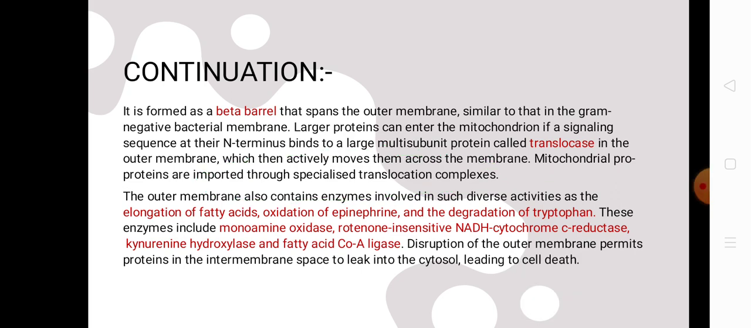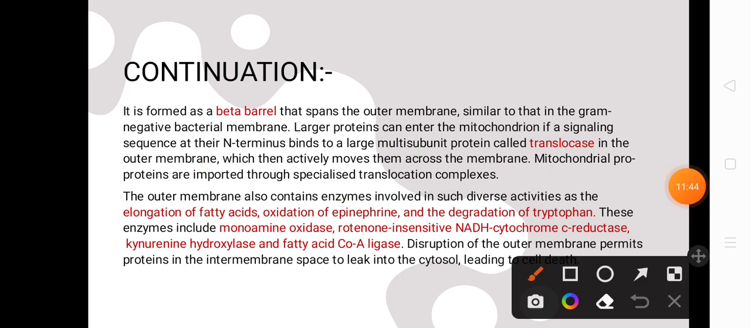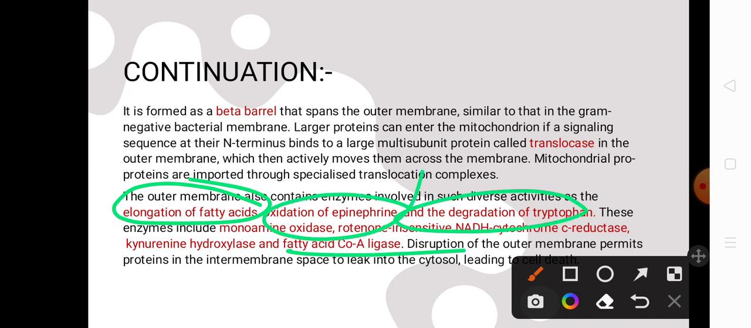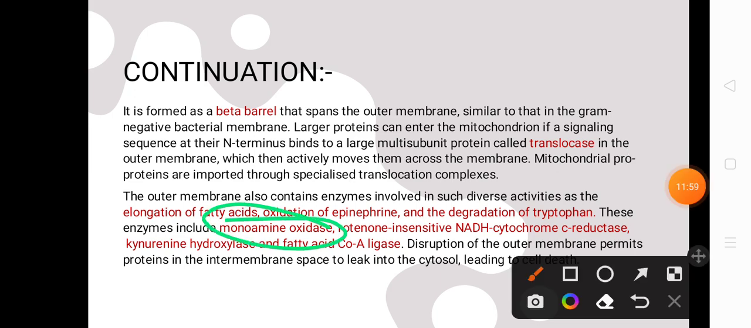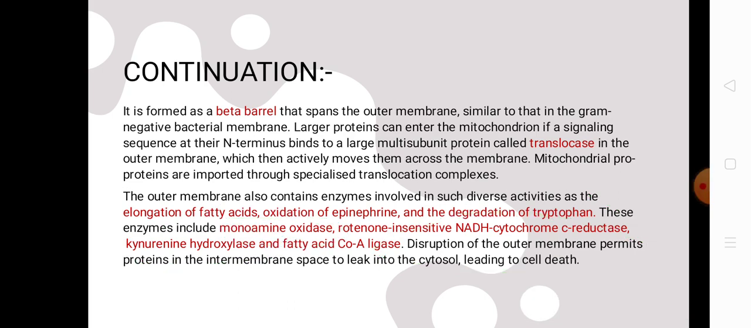Okay, so you can see various types of biochemical processes going on in the outer membrane. Elongation of fatty acid, this is due to fatty acid CoA ligase, oxidation of epinephrine, and degradation of tryptophan because of the presence of monoamine oxidase, rotenone-insensitive NADH cytochrome C reductase, kynurenine hydroxylase, and fatty acid CoA ligase.